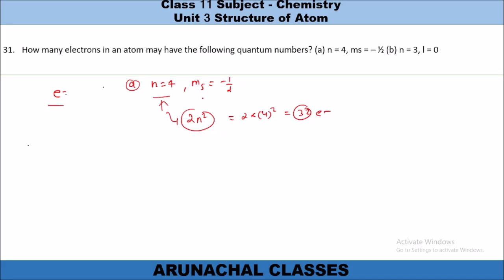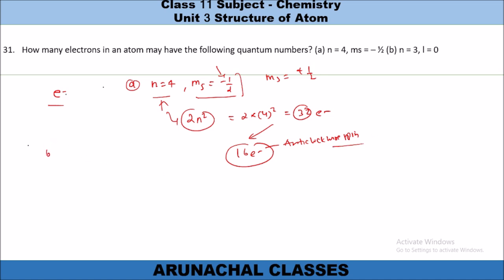Now as the spin quantum number is given only for one part, it will be half, because the other spin quantum number is m_s equal to plus half. So for minus half they are asking, it will be considered as 16 electrons, that is having anti-clockwise spin.